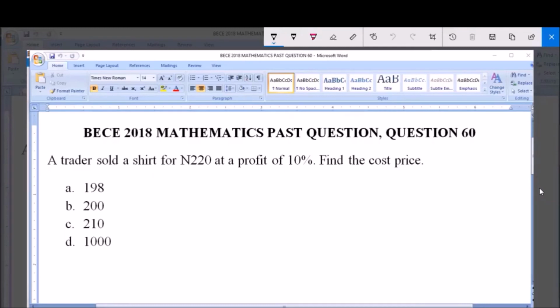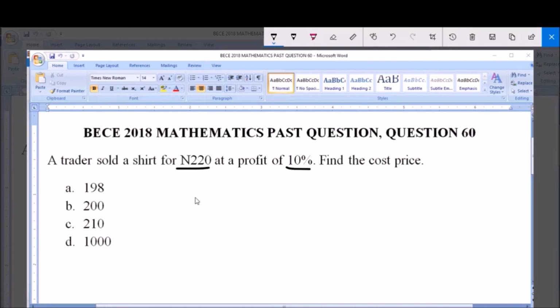Today we're going to be dealing with BECE 2018 Mathematics Past Question, question 60. A trader sold a shirt for 220 naira at a profit of 10%. Find the cost price. A 198 naira, B 200 naira, C 210 naira, and D 1000 naira. So a trader sold a shirt for 220 naira at a profit of 10%, meaning that this is not the original cost of this shirt, since the trader made a profit of 10%.